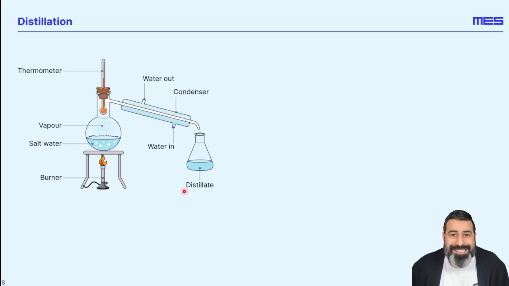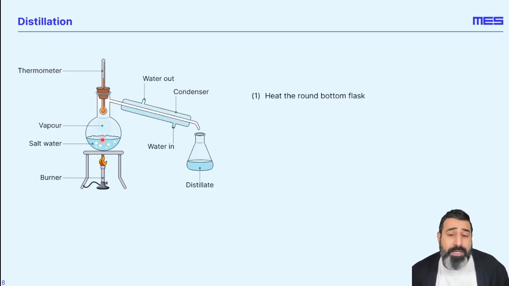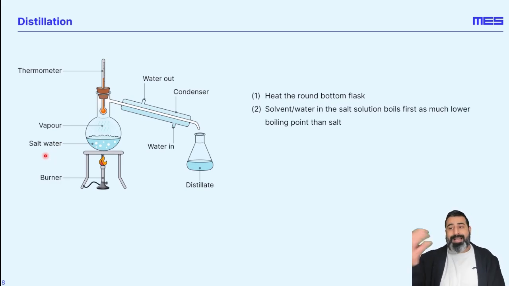Moving on to distillation. So this is simple distillation, by the way. So distillation is a separation technique where we use the differences in boiling points between two liquids, or the differences in boiling points between some dissolved solute or dissolved solid and the solvent. So for example, if this is salt water, this is NaCl dissolved in H2O. What we're going to do is we're going to heat the round bottom flask. And if we heat the round bottom flask, which substance is going to boil first? Well, the one with the lower boiling point. Well, water has a much lower boiling point than salt.